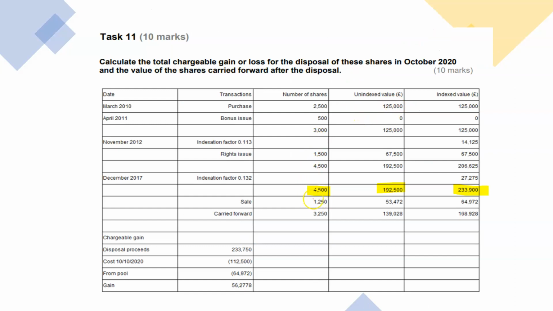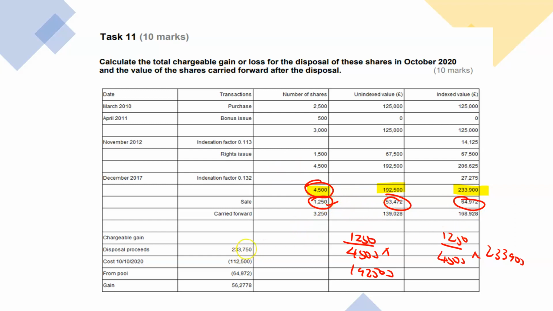So you can see that's what they're doing here. They're saying, well, those 1,250 that you need, just pro rata them, just take them as a proportion. If you have 4,500, well, 1,250 of those would be 1,250 over 4,500 times, I'll just multiply those by the 192,500 and do exactly the same thing again. 1,250 over 4,500 times 233,900 to get their own individual cost. So now I know what the cost is of these 1,250 shares.